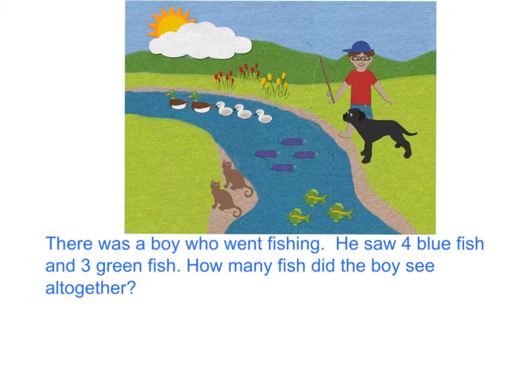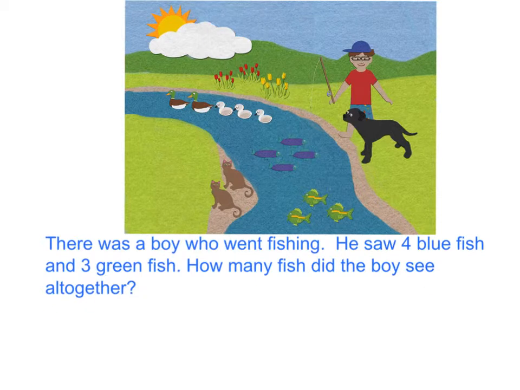Hello again. Now we're on to the next section, in which we are going to pretend that we are now the reader, and we need to solve this story problem. So as we've learned before, we always read the story problem 2 times. First to visualize, and the second to figure out what we're solving for, what mystery. So, there was a boy who went fishing. He saw 4 blue fish and 3 green fish. How many fish did the boy see altogether?